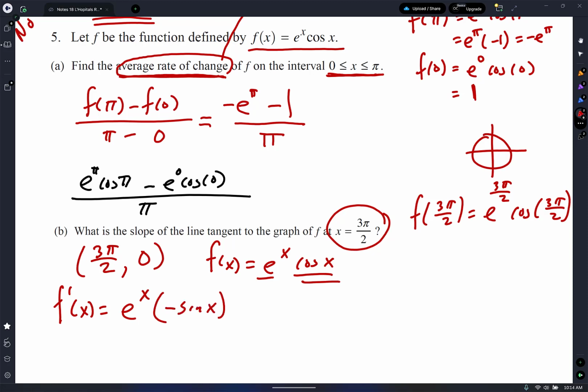Negative sine x. Use parentheses, guys, because look what would happen if I take out the parentheses. Doesn't it look like you're subtracting? So be very careful. I know some of you put a little dot there, and I guess maybe that might fly. But the best choice is just to use parentheses so there's no confusion. It's a product rule, and it's negative sine x.